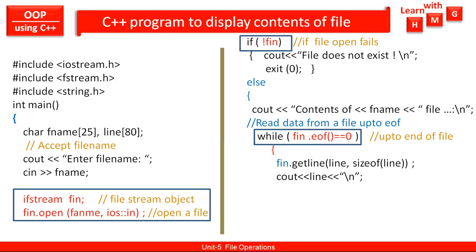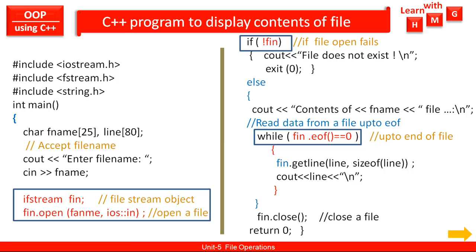As the line is read from the file without the new line character, you have to explicitly insert the new line character while displaying it on the screen. Like this the loop will continue up to the end of file, and at the end of file the eof will be detected and the eof function will return the true value, that is 1, the condition will become false and the loop will be terminated. In this way you have to close the file and stop the program.